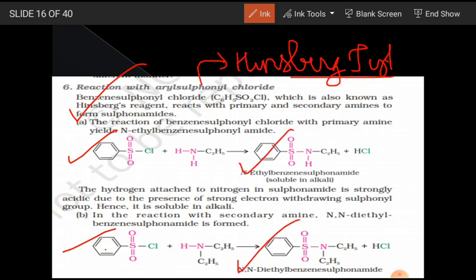So primary and secondary amines are soluble in this particular compound, whereas tertiary is not soluble in benzene sulfonyl chloride. So this is used for distinguishing between primary, secondary and tertiary. Only primary and secondary will react with aryl sulfonyl chloride, and tertiary will not react with aryl sulfonyl chloride. So that is the important point.